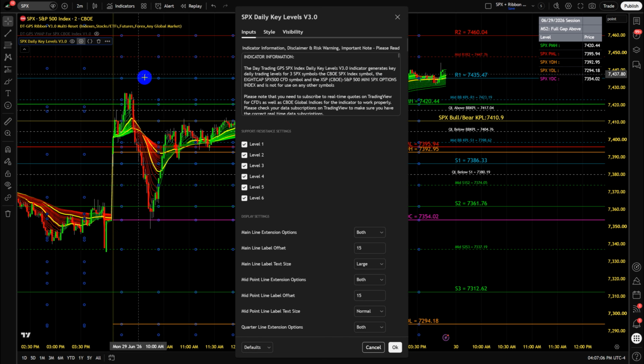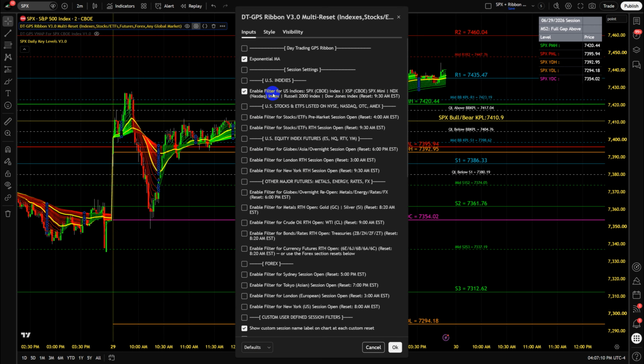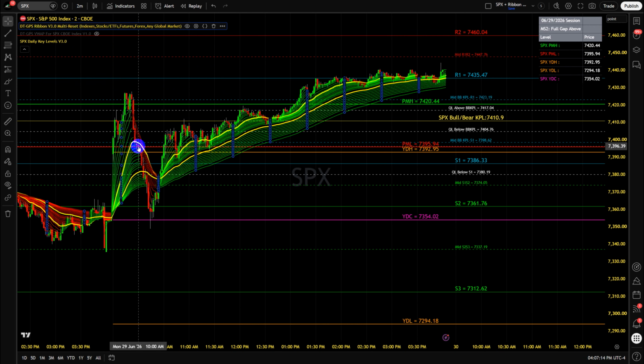Whereas if we have the filter off, as you can see here, you're not really seeing a bearish entry until here, and that's really too late because this is where it turns around.